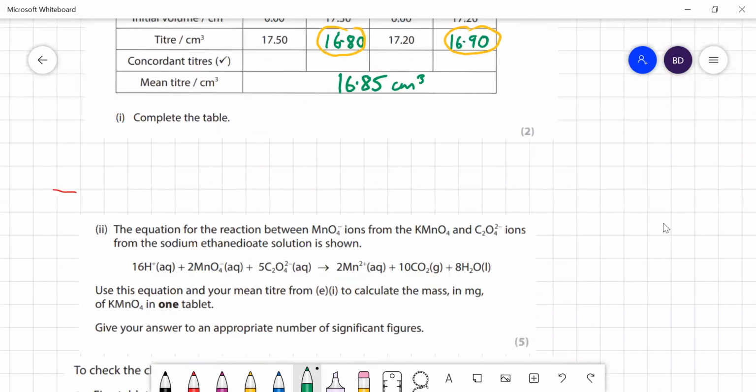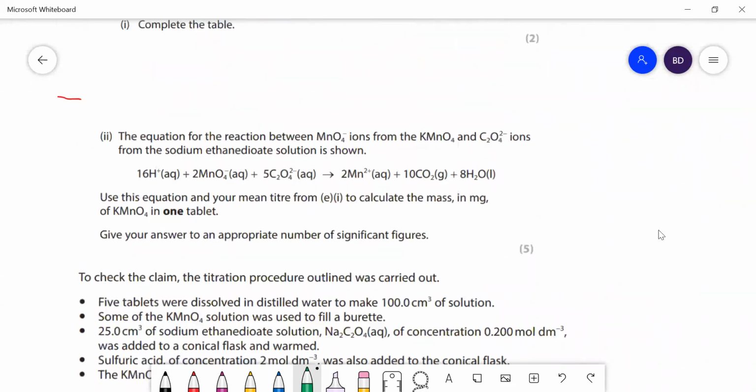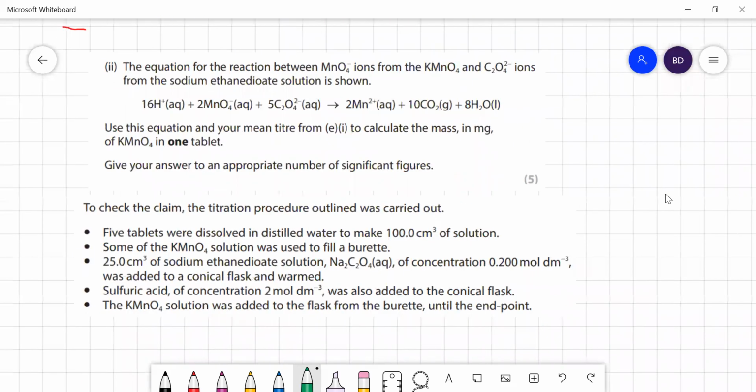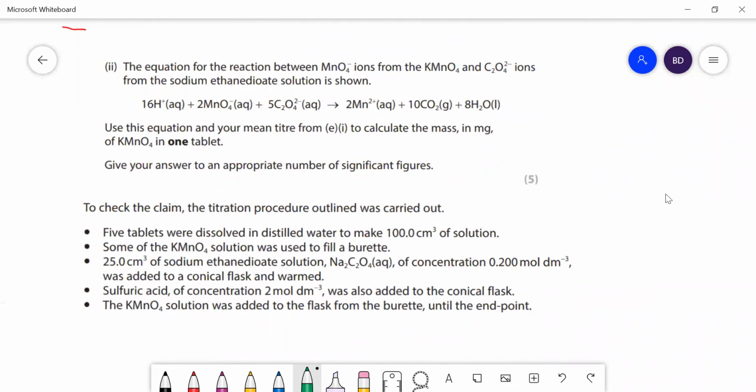Okay. The equation for the reaction for the manganate and the ethane dioate ions is shown again here. Use this equation and your mean titer, which was 16.85, I'll write that down, to calculate the mass in one tablet. Okay, right. So let's do that. And I've just pasted the information for the question there, so we can refer to that.